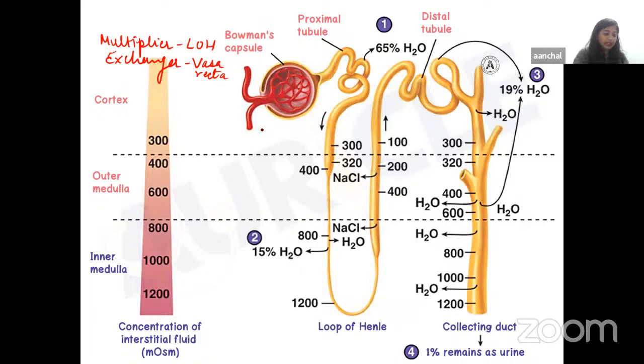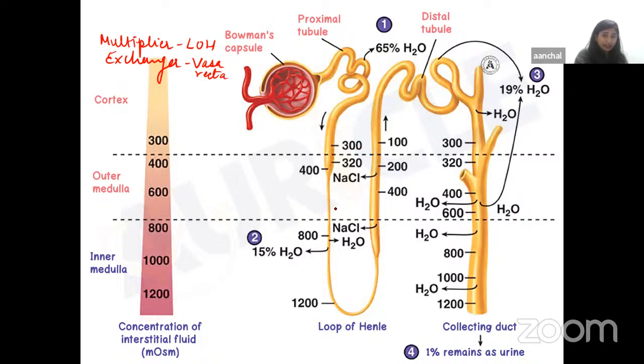The loop of Henle of the juxtamedullary nephron plays a very important role in the countercurrent mechanism, because the loop of Henle is long, as we have discussed, and extends up to the deeper part of the medulla. Now, what are the events that occur during the development of the medullary gradient by the countercurrent multiplier? Right now, we're talking about the role of the loop of Henle only, the multiplier. In the next slide, we're going to discuss the exchanger part, meaning the role of the vasa recta.